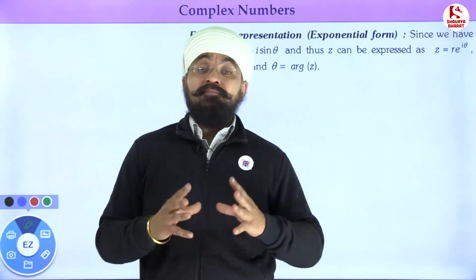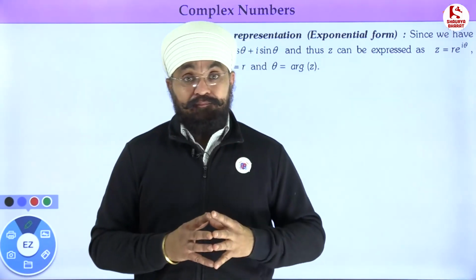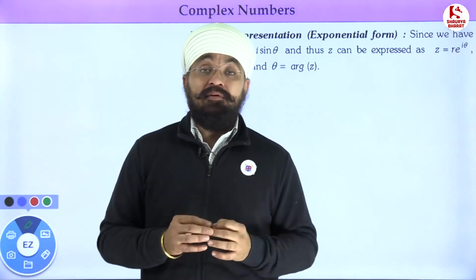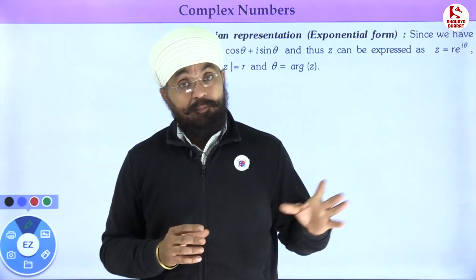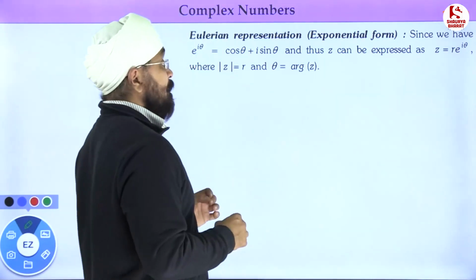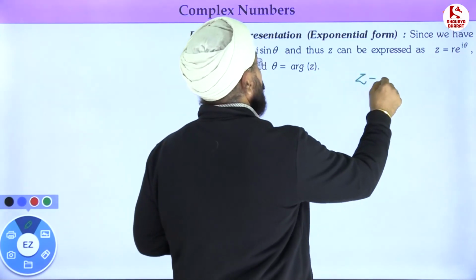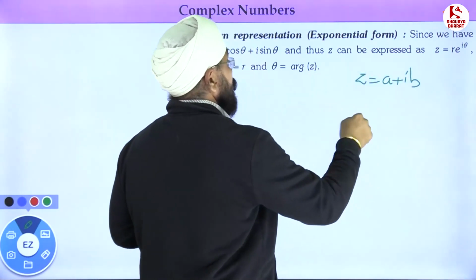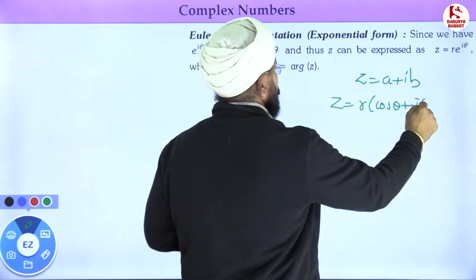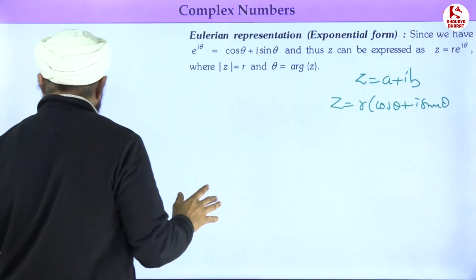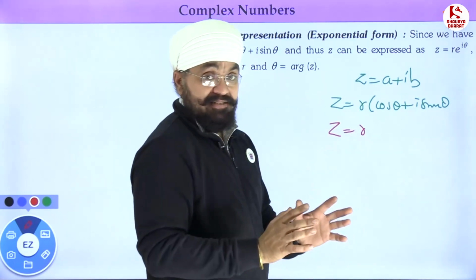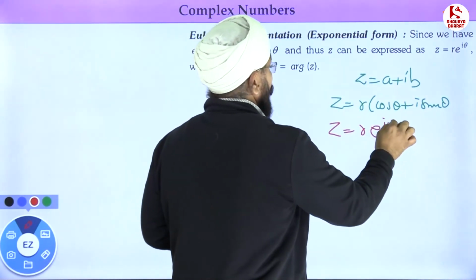Now, apart from the Cartesian form and the polar form of a complex number, there is one more form that is known as the exponential form of a complex number. It is also known as Euler's form, where a complex number which till now we have studied as Z equals a plus iota b, written in the polar form as r cos theta plus iota sin theta, we are going to write as Z equals r, which is the modulus, and e to the power iota theta.